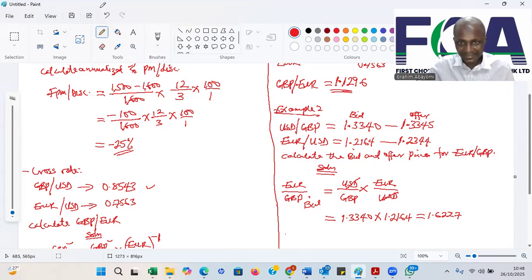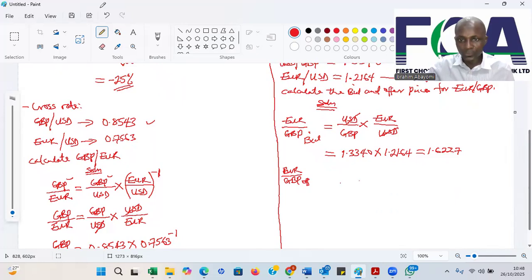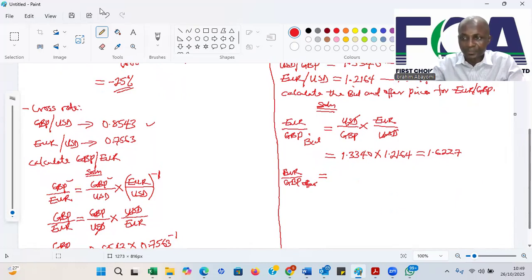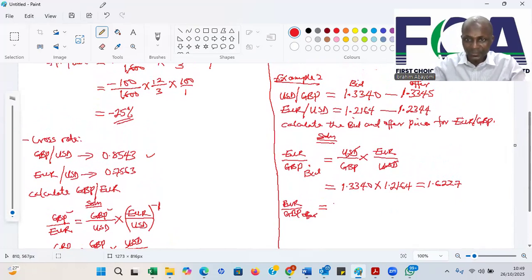What about the offer? For the Euro GBP offer, the arrangement still remains the same. We have already gotten that from here. But this time around, instead of the bid, you are using what? The offer price. So I will simply have 1.3345 multiplied by 1.2244. So let us multiply.